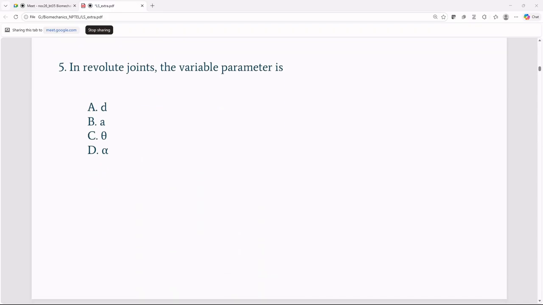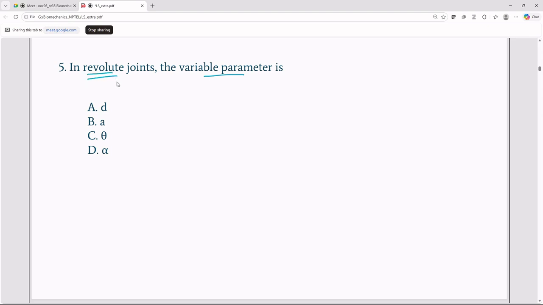Next question. In revolute joints, the variable parameter is which among the following? Options are option A, d, option B, a, option C, theta, option D, alpha.